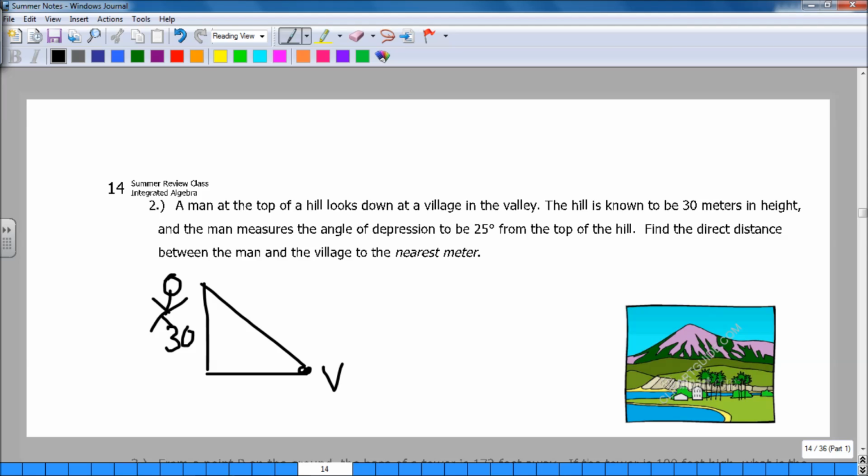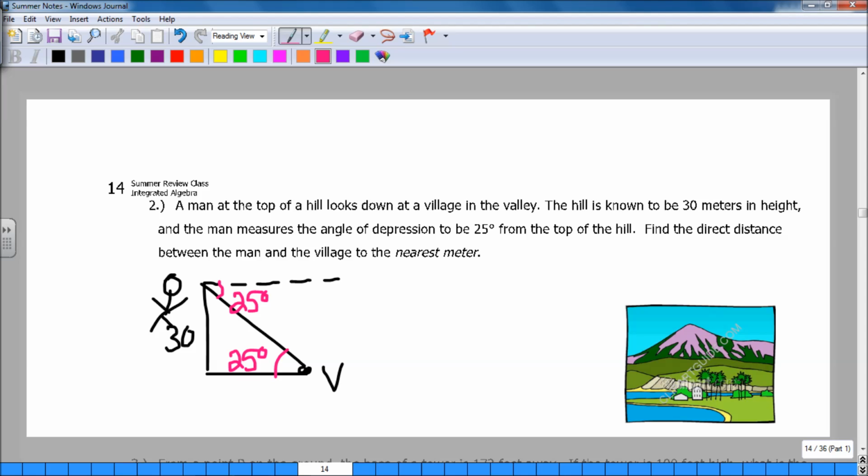And the man measures the angle of depression to be 25 degrees from the top of the hill. So right here, I know that this angle right here is 25 degrees. But remember, this angle is congruent to this angle, so I can label this as well as 25 degrees.